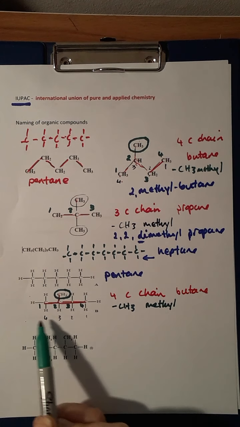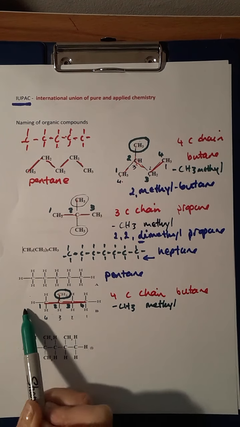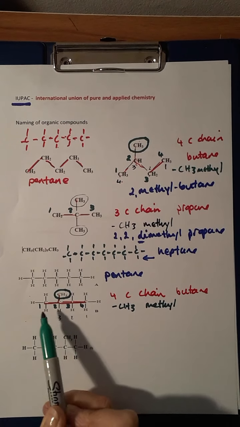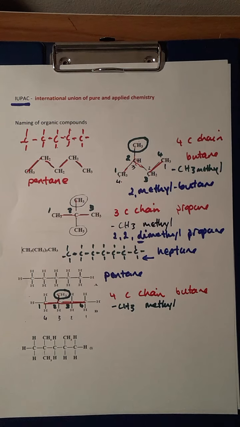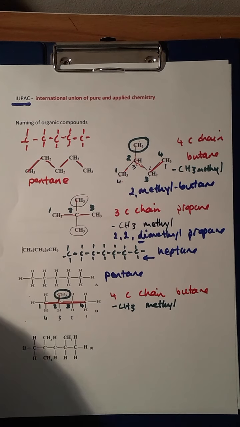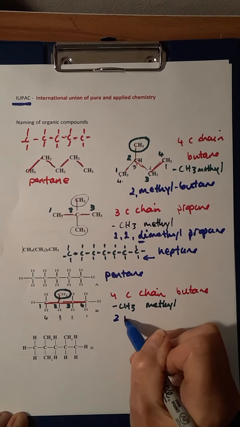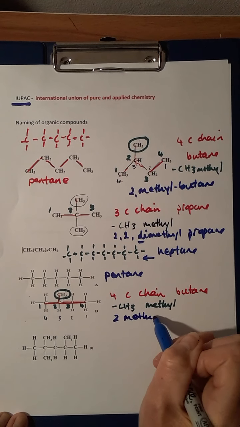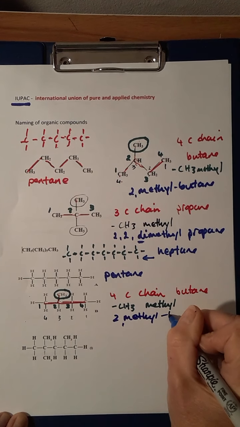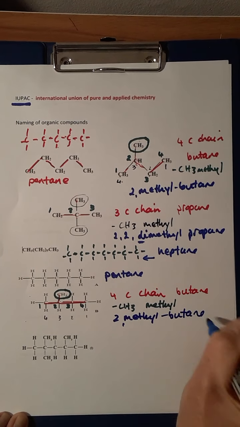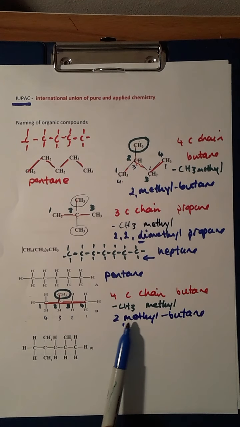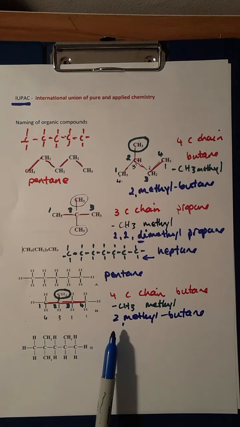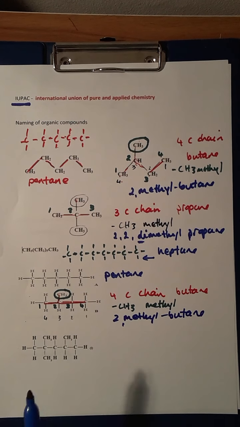So if I go right to left, it's 3-methyl butane. I'm not going to go for that one. I'm going to go for 2-methyl butane. So you always choose the lowest number option. 2-methyl butane. So this is telling me that it's a 4-carbon chain, a butane chain, with a methyl group attached at carbon number 2.